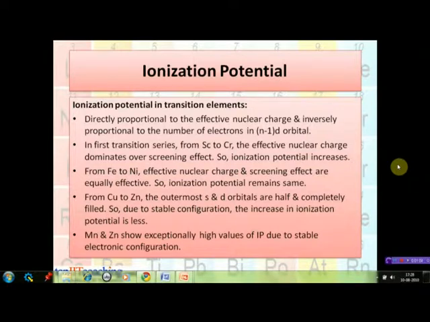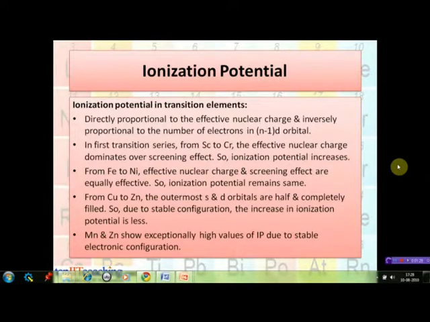From iron to nickel, the effective nuclear charge and screening effect almost have equal effect. Therefore, the ionization potential remains almost constant. From copper to zinc, the outermost s and d orbitals are half and completely filled, that is, they have a very stable electronic configuration, due to which the increase in ionization potential is low.